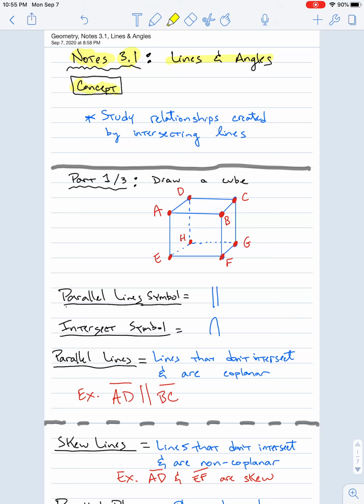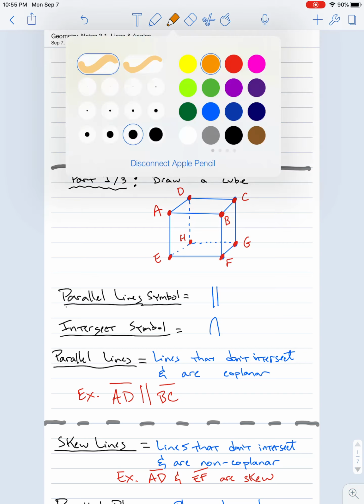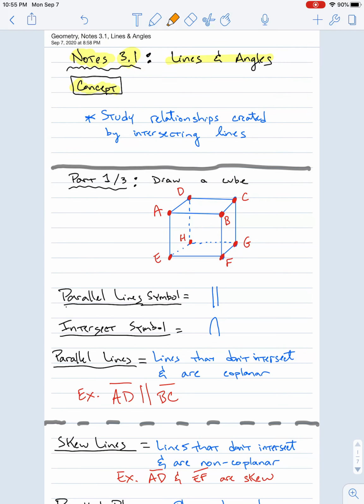Let's go ahead and identify a couple of lines. Let's identify AD as a line. There we go, so there's one line. And let's identify BC as the other line. And we're going to identify EF as our third line here.